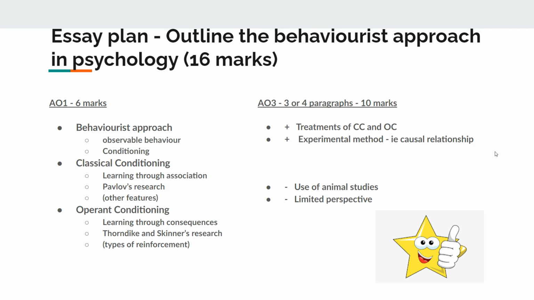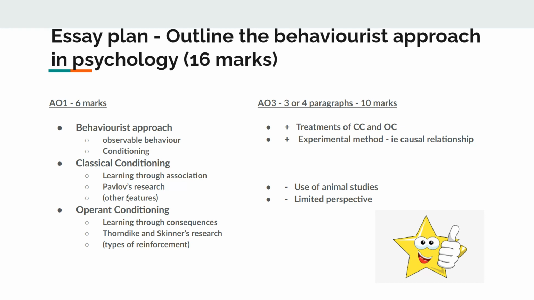Now, this isn't prescriptive. It's not to say this is exactly how you must answer this question, but I just think it's useful to see everything in one structure. So your AO1, your description, your outline marks, you get 6 marks. And this is roughly how you want to break it down, I would suggest. So first we'll talk about the behaviourist approach in general, that it's all about observable behaviour and the idea of conditioning. And then you want to talk about classical conditioning, learning through association, and then talk about Pavlov's research.